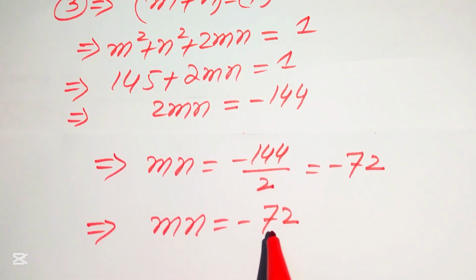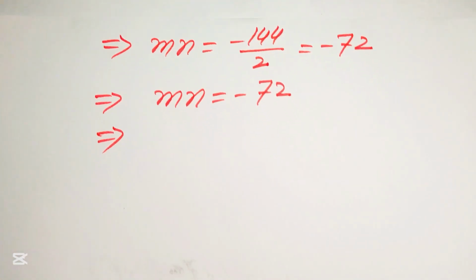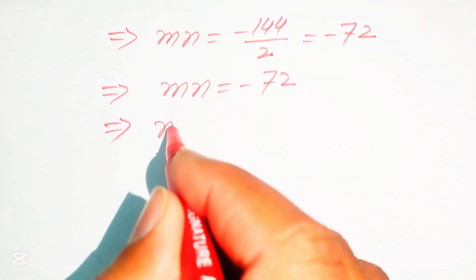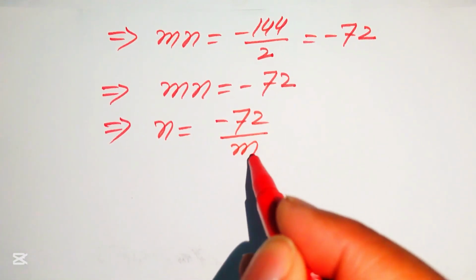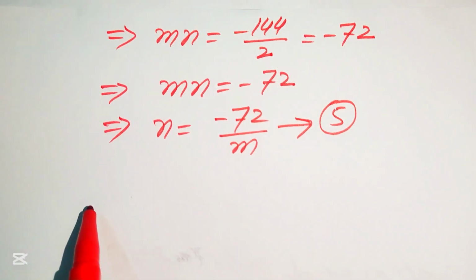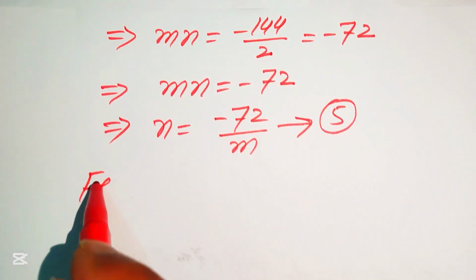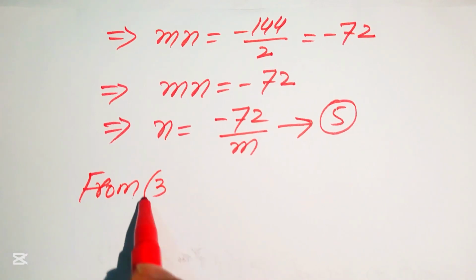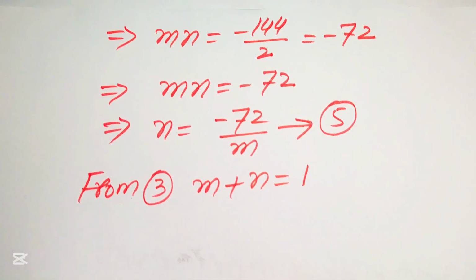So now here in the next step we will move this m to the right hand side. When we move this m to the right hand side, we get the value of n equals to minus 72 divided by m, and we call this our equation number 5. So we will substitute this value of n in equation number 3. So we copy down equation number 3 here. It is m plus n equals to 1.